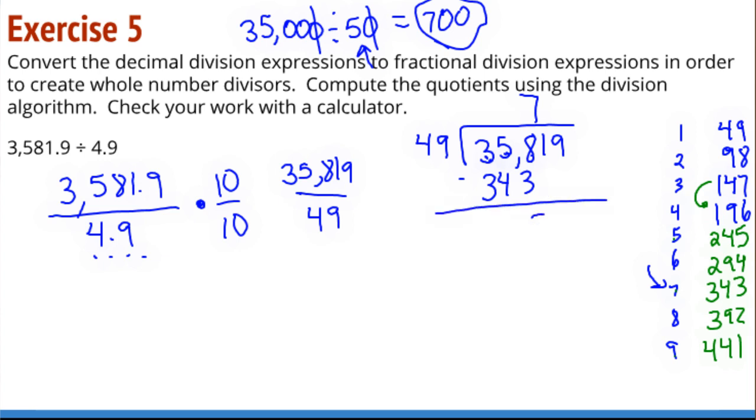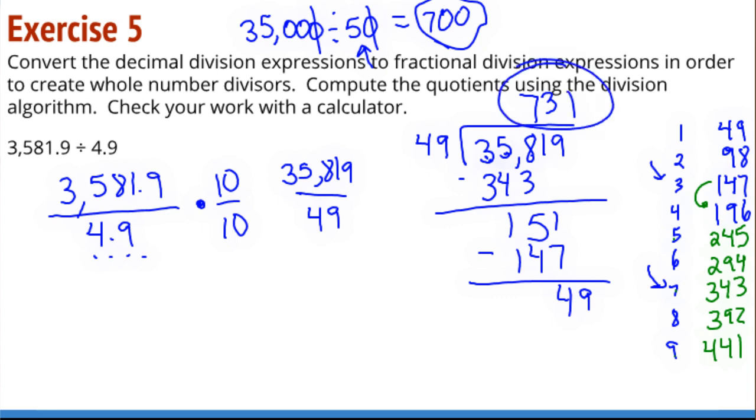343. And that'll leave me with 151 tens. And 151 tens, if I use a 3 here, 147. And that'll leave me with 49 ones, and that's a 1. So I have a calculated answer of 731. I think I did okay. Estimated answer there was 700. I came up with 731.